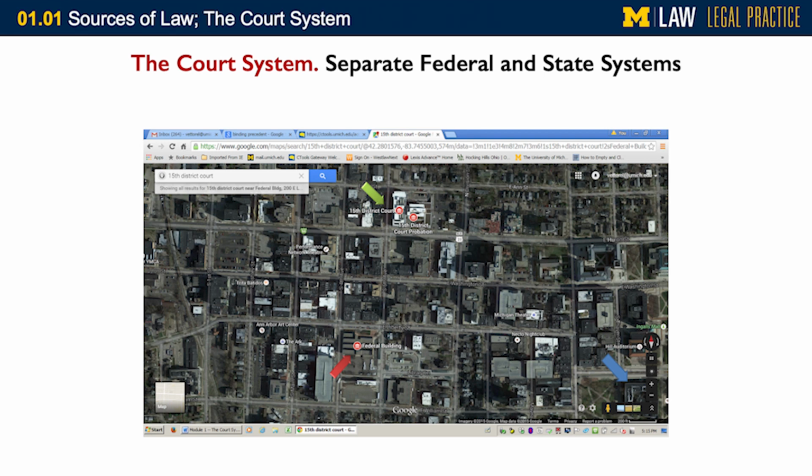Just like how the federal and state governments make separate laws, they also have separate court systems. And that's well illustrated here by this map of Ann Arbor. The red arrow indicates the federal courthouse, and the green arrow, the state courthouse. In case you're wondering, the blue arrow points in the direction of the law school. Separate systems, separate cases, separate courthouses.